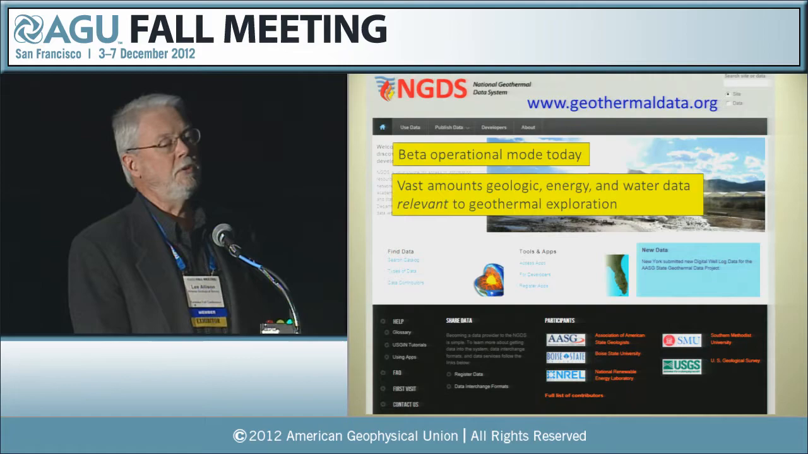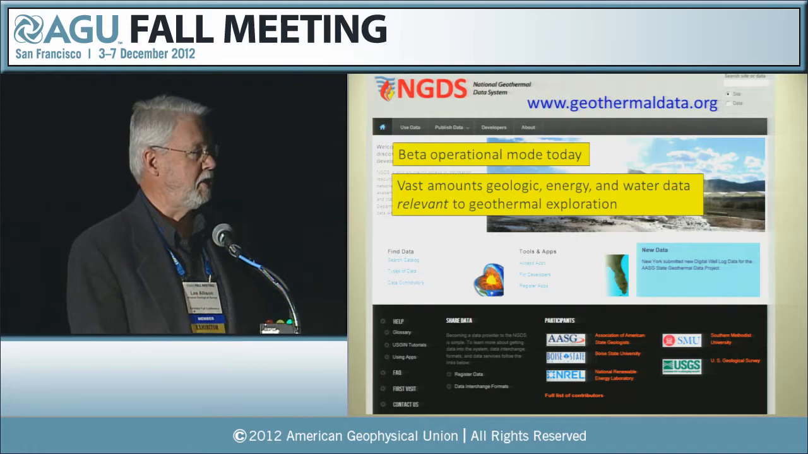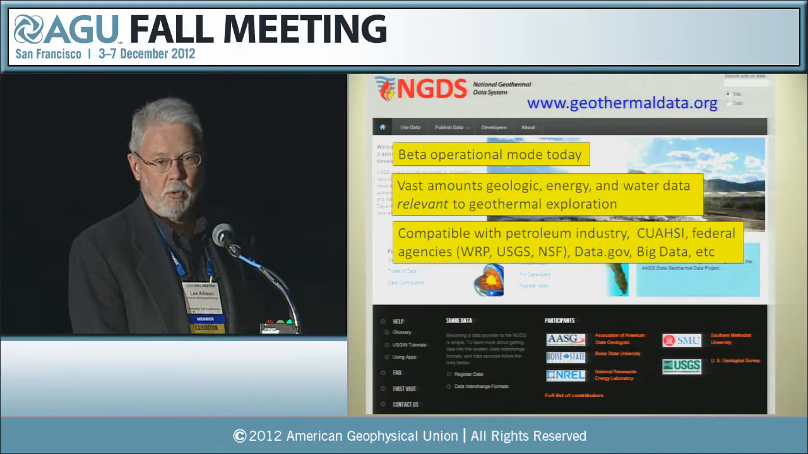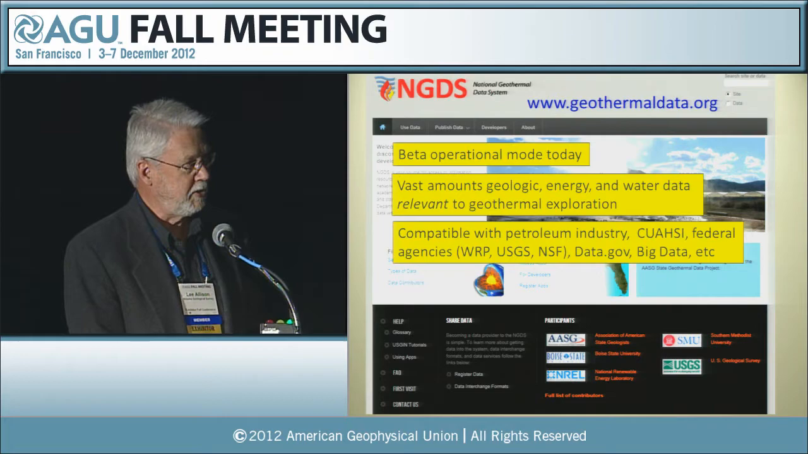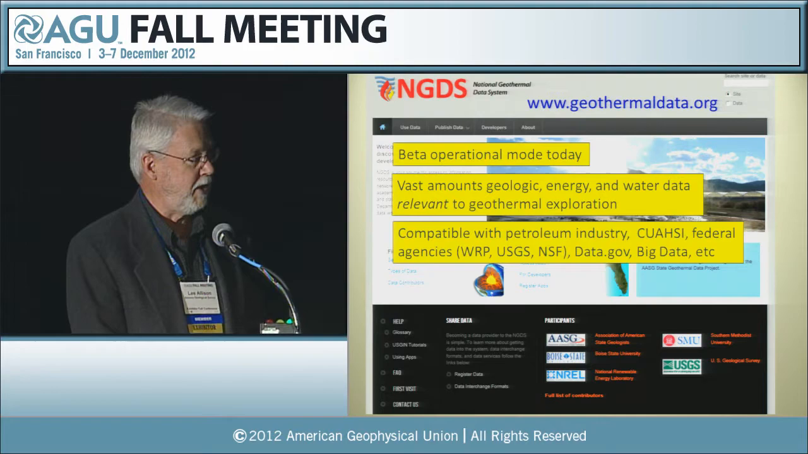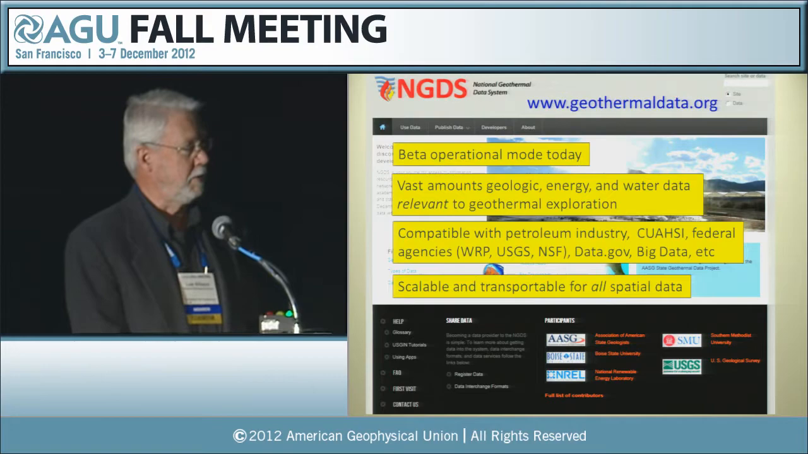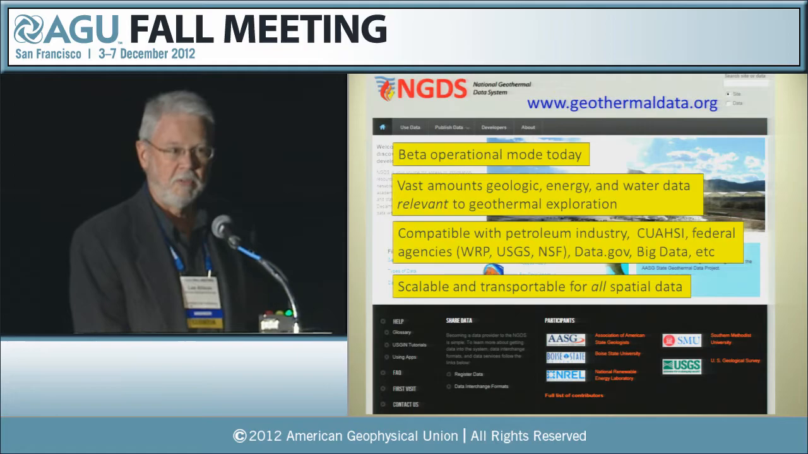We have huge amounts of data, not just geothermal data, but data relevant to geothermal exploration and development. So there's a lot of energy data from oil and gas fields. There's a lot of water data. It's anything that we can use. What we're developing is compatible with standards and protocols and procedures in the oil industry, with the hydrology community, with a number of federal agencies, the Western Regional Partnership, the USGS, National Science Foundation, and we've plugged this into data.gov and big data, other national and international initiatives. And everything we're doing is scalable and transportable to a variety of other data sets.